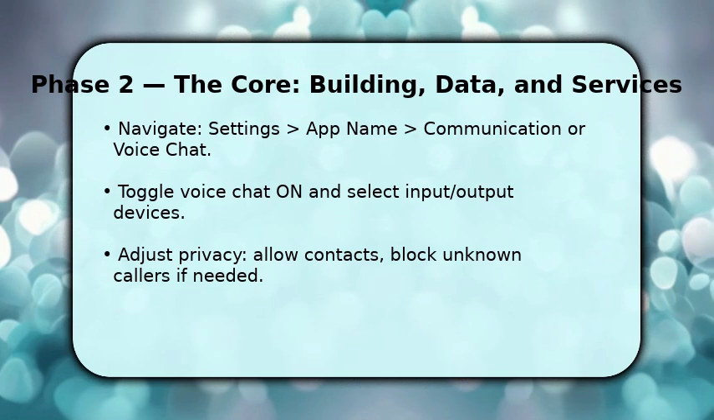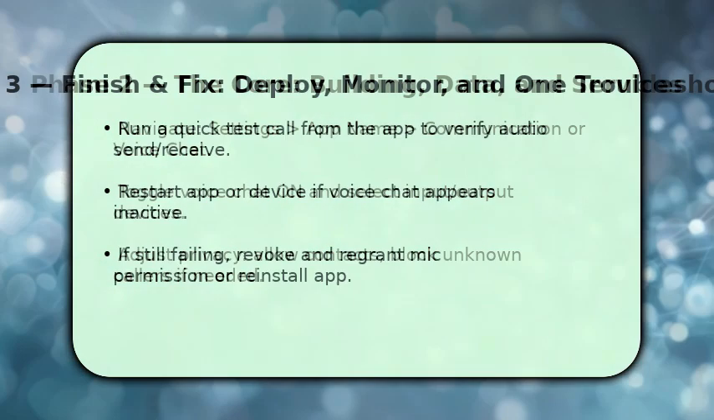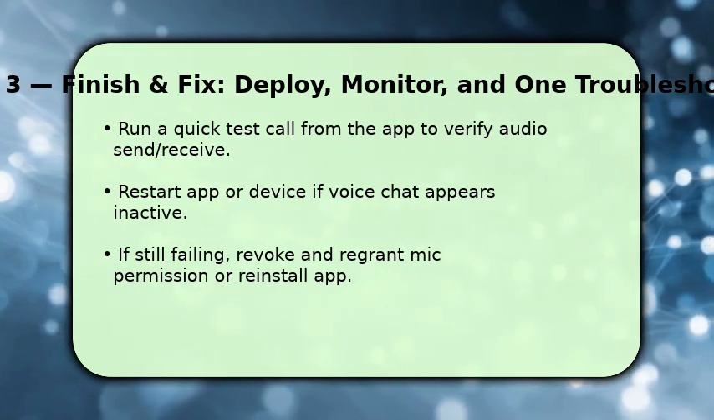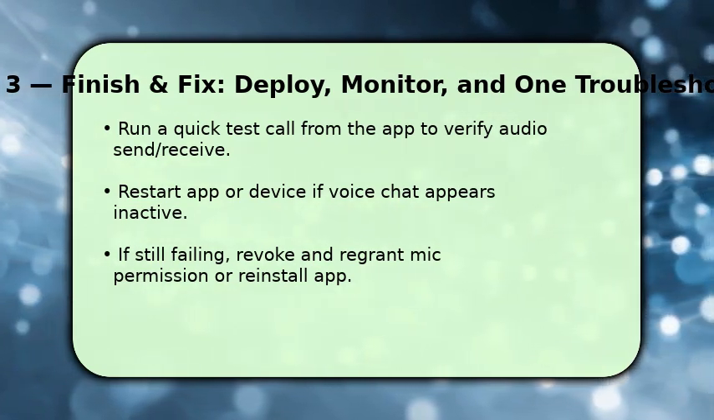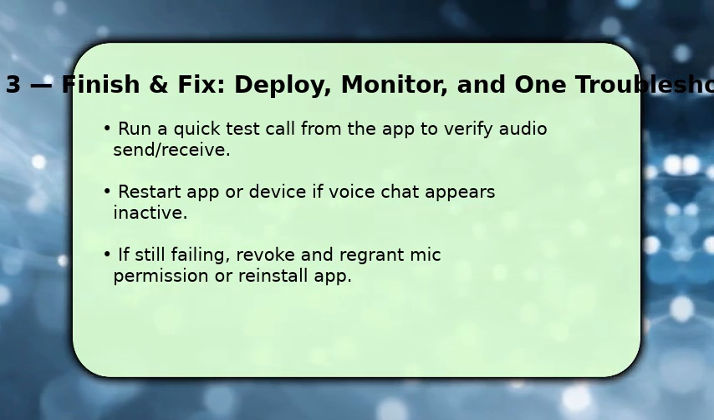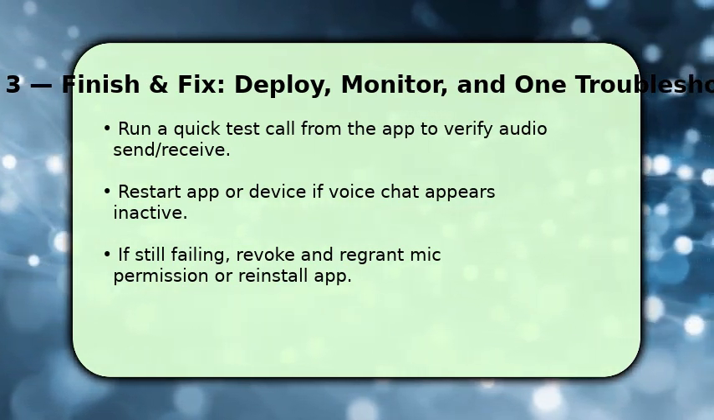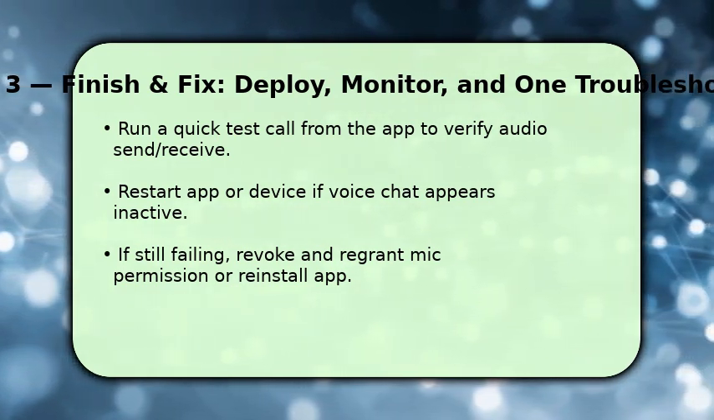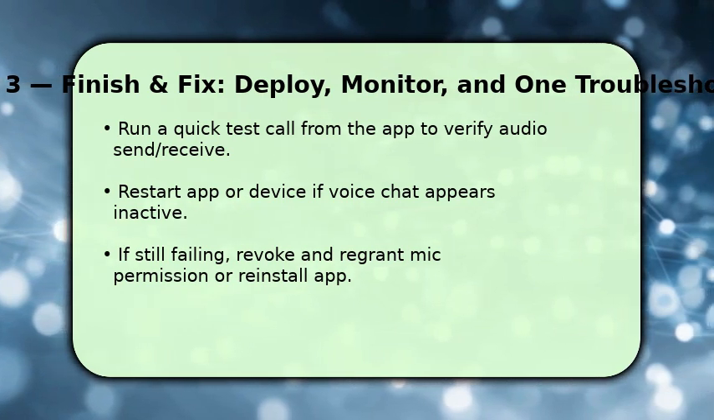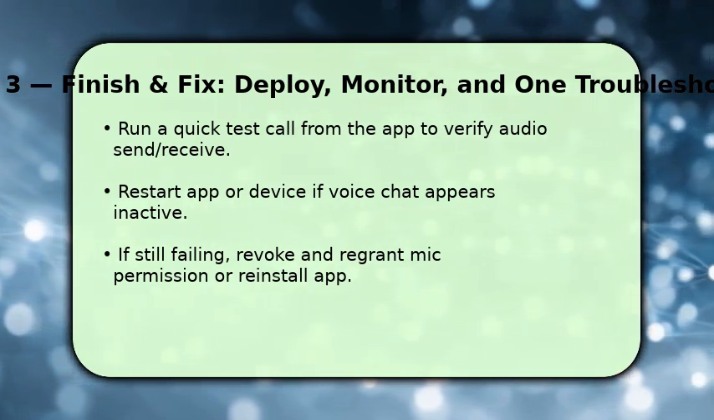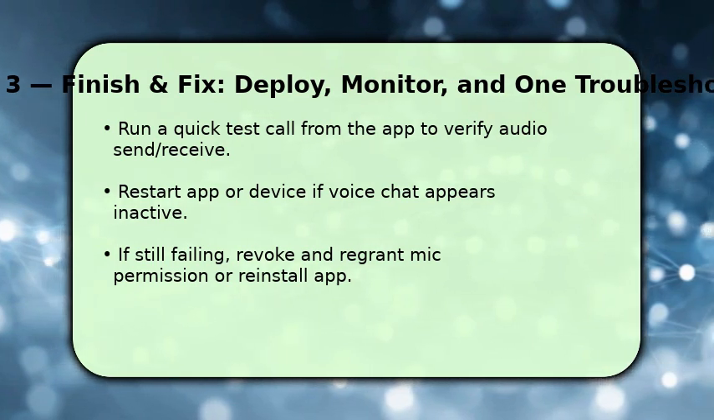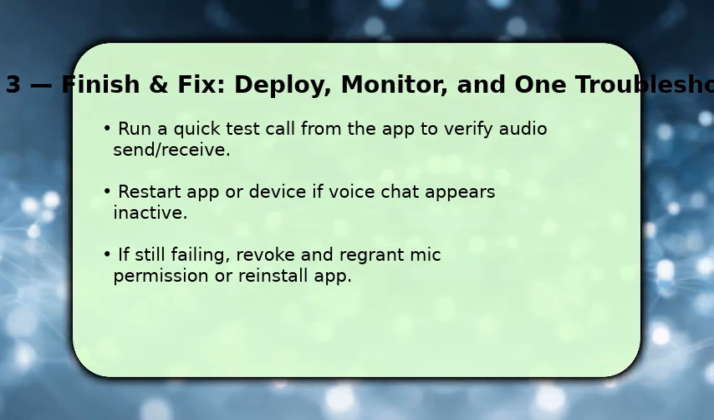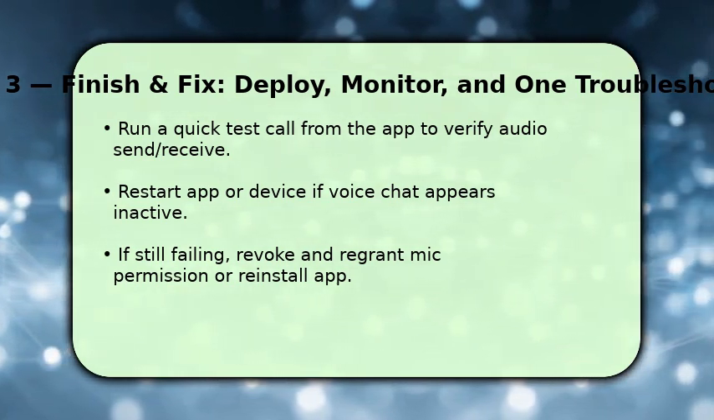Finish by confirming and testing voice chat with a short call in the app. You should hear incoming audio and see your mic level respond. This proves both send and receive paths work. If it seems inactive, restart the app or reboot the device. Simple resets clear hung processes. If problems persist, revoke microphone permission, then regrant it, or reinstall the app to refresh settings. One key troubleshooting tip: always test with a different headset or device to isolate.